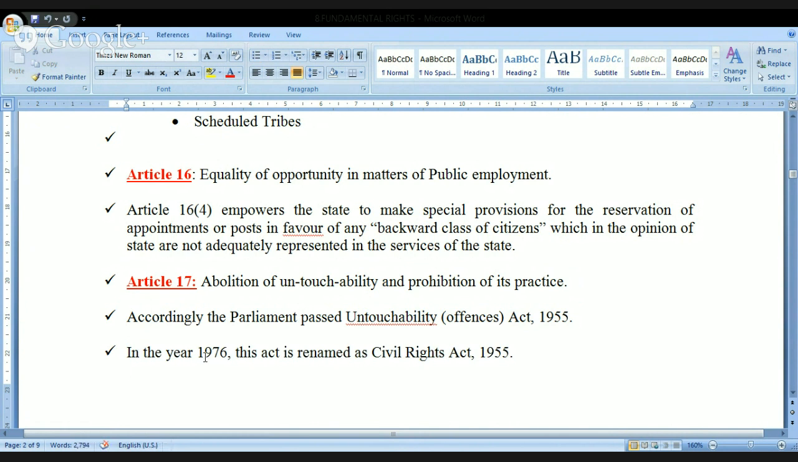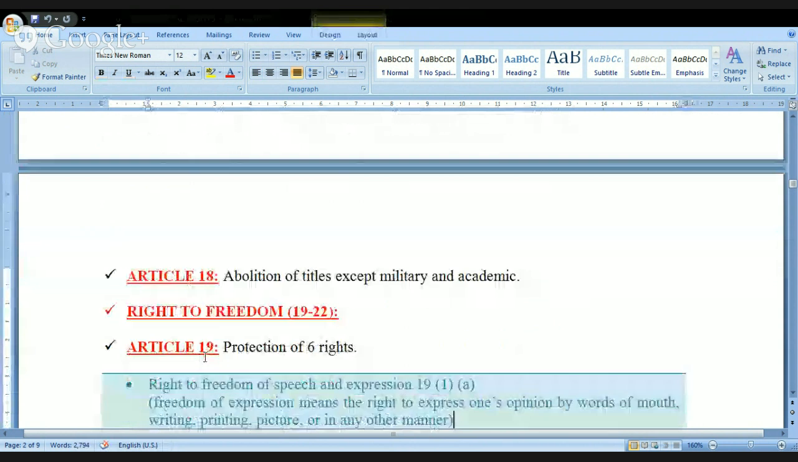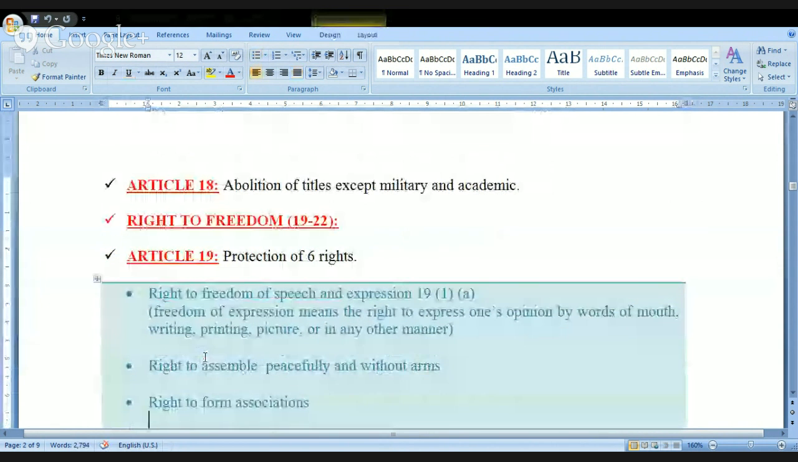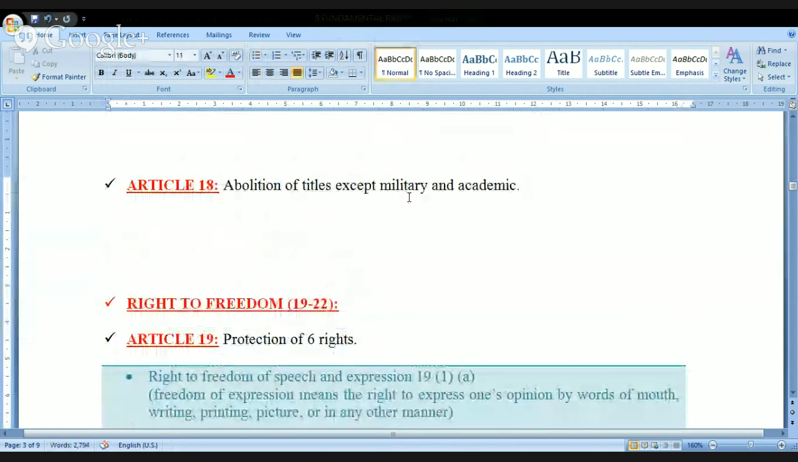Okay. Now look at this next one. Next one is Article 18. This Article 18 talks about the abolition of titles except military and academic. What do you mean by this? For example, during the British rule, so many titles were given to these Indians.